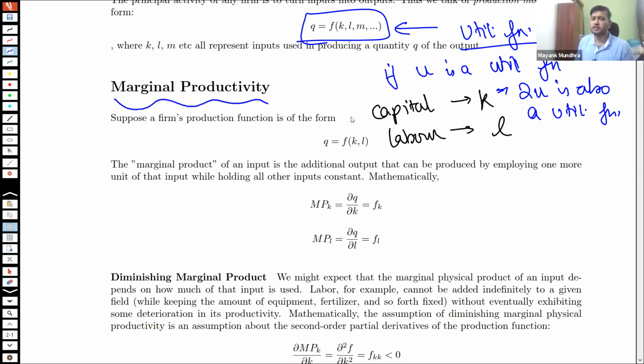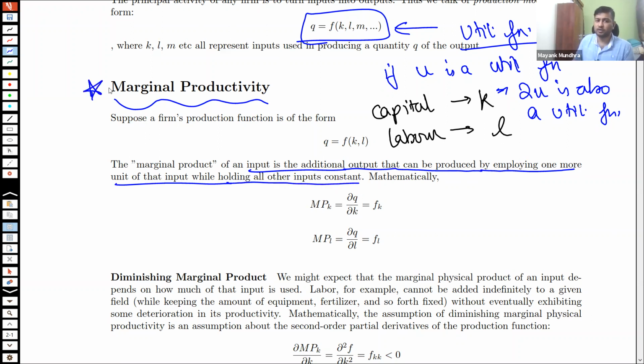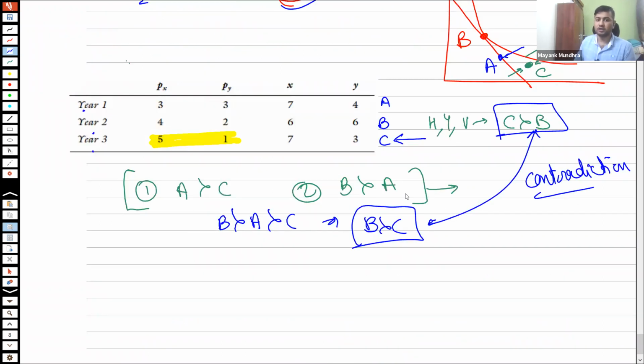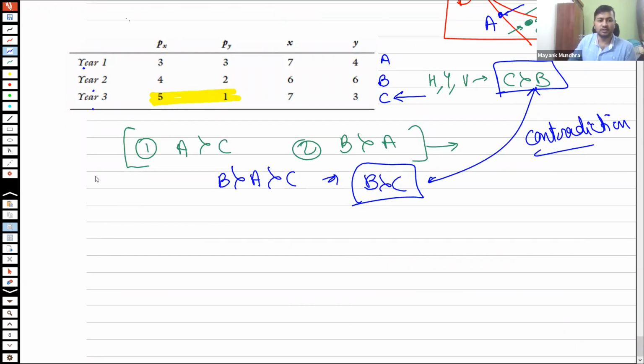Then we talk about marginal productivity. So marginal productivity of any input is the additional output that can be produced by employing one more unit of the input while holding all the other inputs constant. This is a very important concept. The reason is, suppose you have a factory which has some utility function, some production function.